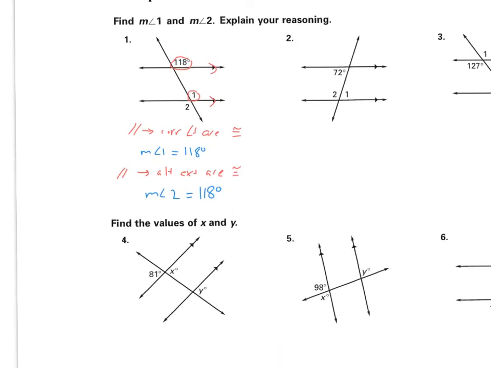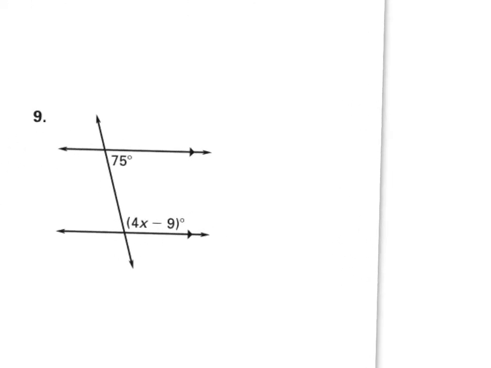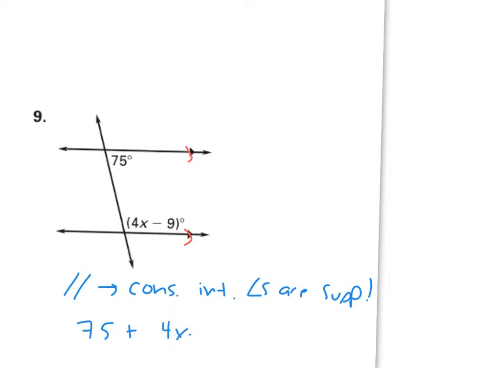All right, let's complicate things a little bit by looking at, say, something like number 9. Again, our first observation is that the lines are parallel. Since the lines are parallel, we now know that any of the theorems or postulates apply. So I think about this angle here and this angle here. They are consecutive interior. So because of parallel lines, consecutive interior angles are supplementary. So I'm actually going to jump to the formula which says this: 75 when added to 4x minus 9 is going to give you 180.